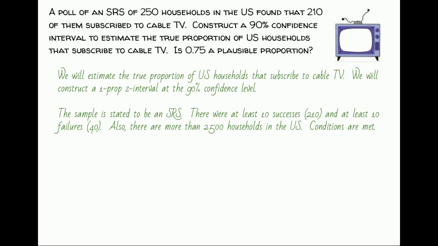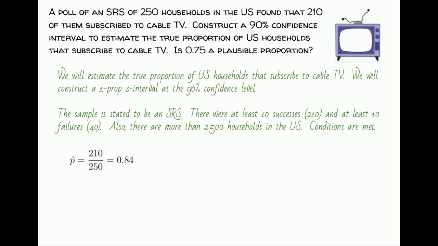You can think of that as np greater than or equal to 10, and n(1 minus p) greater than or equal to 10. And those both are. We have 210 successes and 40 failures. And finally, we need to make sure that the population is sufficiently large compared to the sample, that the population is more than 10 times the sample, and there are more than 2,500 households in the US, so conditions are met. Step 3, we need to make some calculations.